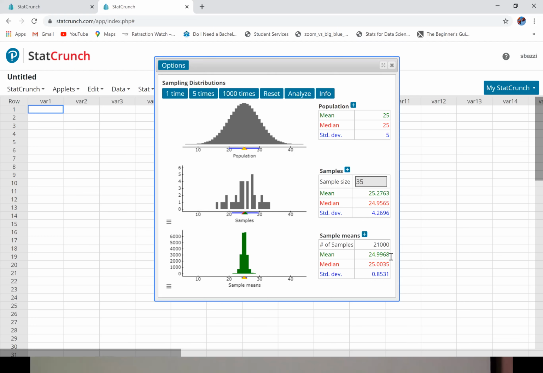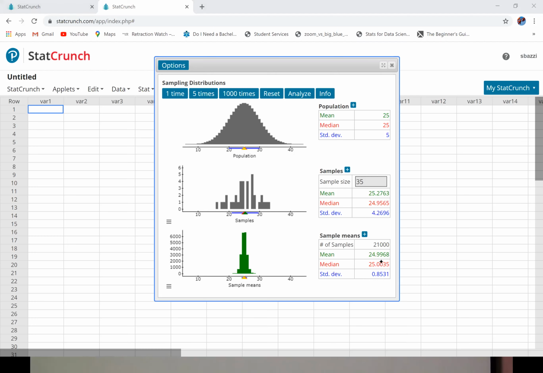So now look at the standard deviation. The standard deviation of the original population is 5. The standard deviation of the sample means is 0.8531. What I would like you guys to do, just like what we did last time, is take this standard deviation 5 and divide it by the square root of the sample size, which is 35, and see if we can come up with 0.8531. Let's do this together.